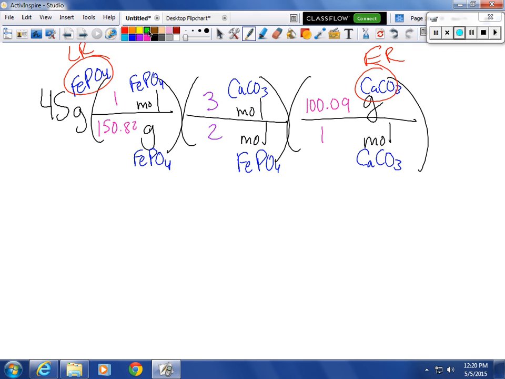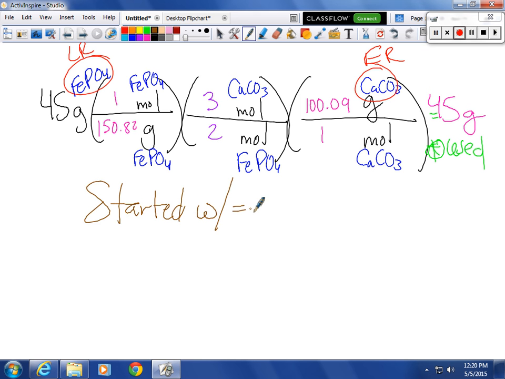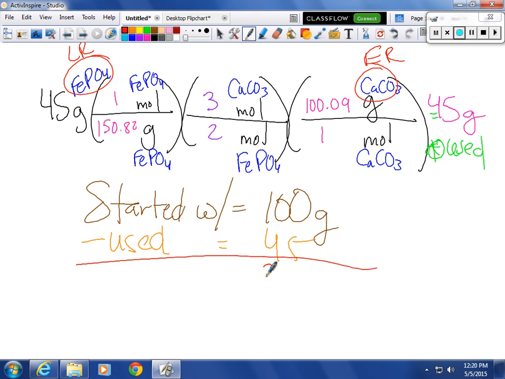Okay. Now, when I calculate this, this is going to give me my amount that is used. What is that number? 45. Alright, so 45 grams. So how much did I start with? Started with 100 grams. Okay. I used how much? 45, and so that tells me how much is remaining. 55 grams remaining.